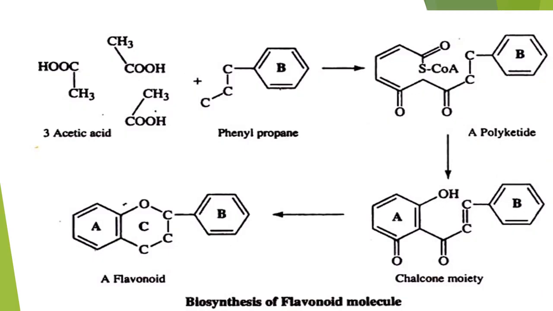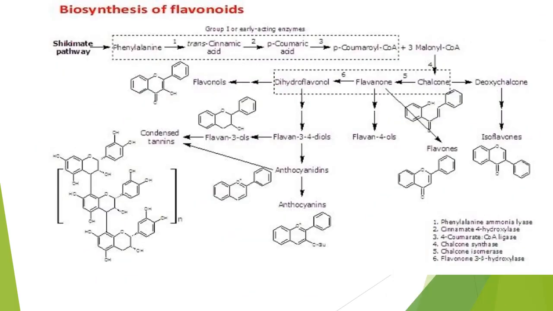You see, this is the structure from where we will get the cinnamic acid, acetic acid, and this is split into acetic acid, phenyl propane, and then polyketide. This is the structure. Chalcone moiety. This is flavonoid moiety. For the formation of flavonoids, from the chalcone moiety there will be formation of flavonoids. So this you can see, the shikimate pathway. Shikimate pathway, already we have discussed.